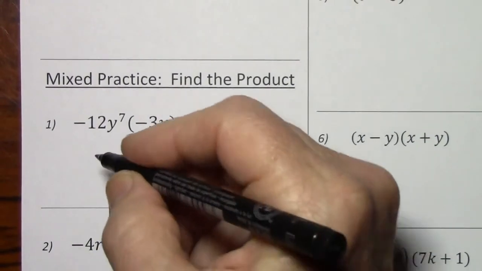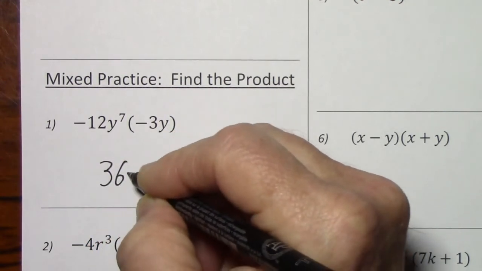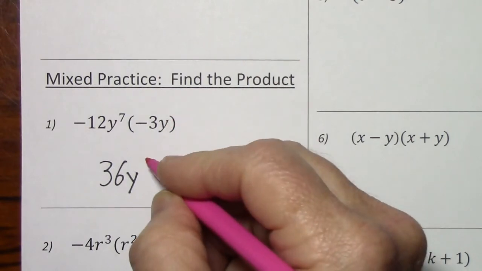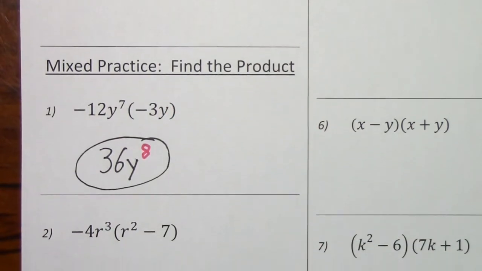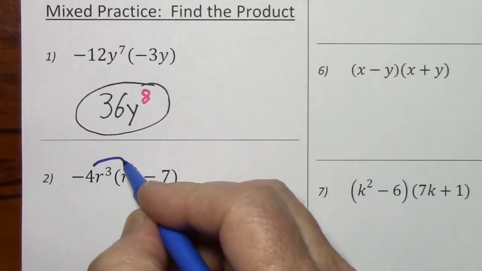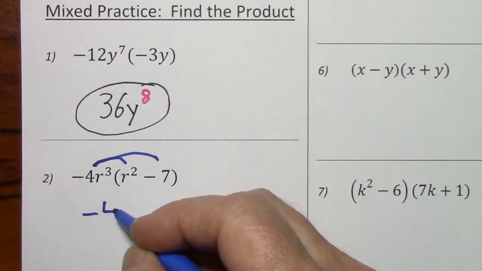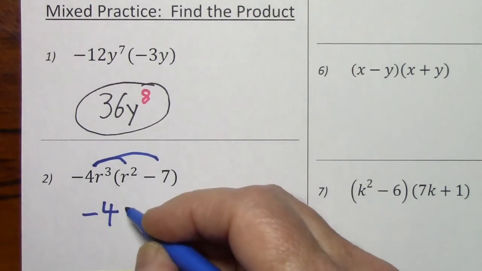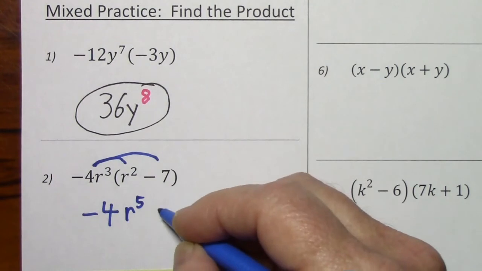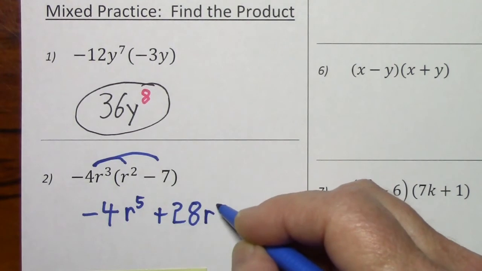Looking at our first example, we'll have negative times negative, so this will be a positive 36y, and then 7 plus 1. Looking at our second one, we'll have to distribute this 4r to the third to each term. This will give us a negative 4r to the fifth. And then this would be positive 28r to the third.